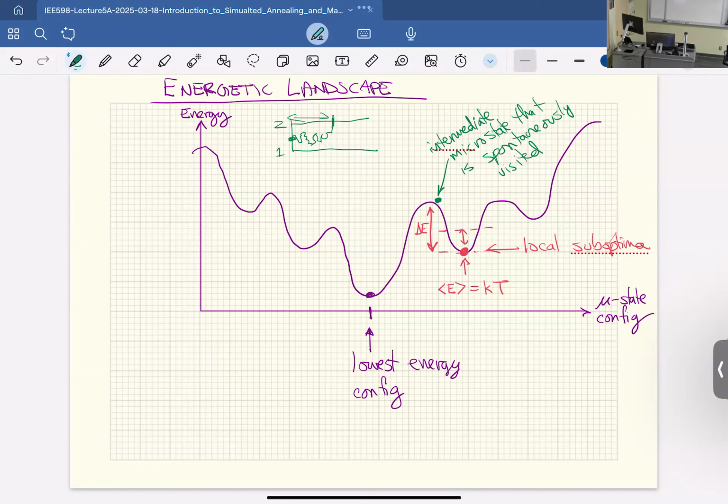Okay. So any other questions about this picture? This makes sense. This is what we're trying to set up. Again, this is a depiction of what happens in physical space here.